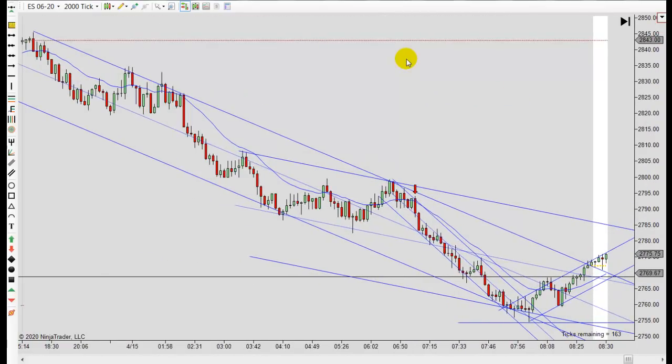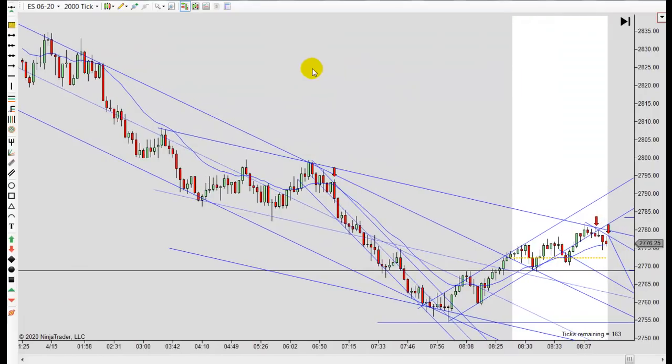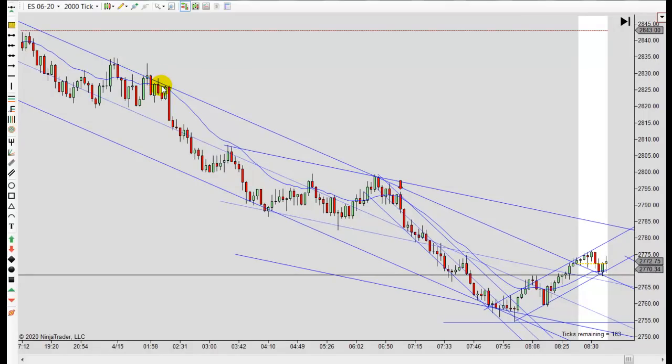I'll try to do this in 30 minutes today. But I'm going to show you this. This trade right here set up. It actually set up right here too. And this was a repeat pattern. I'm going to show it to you 3 or 4 times today.